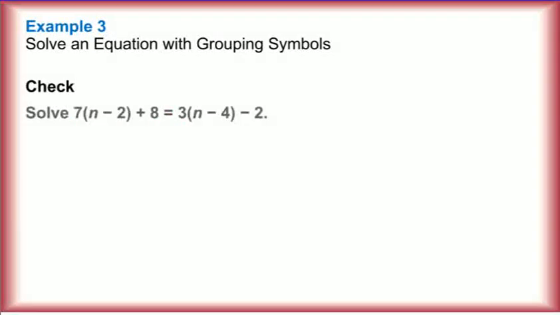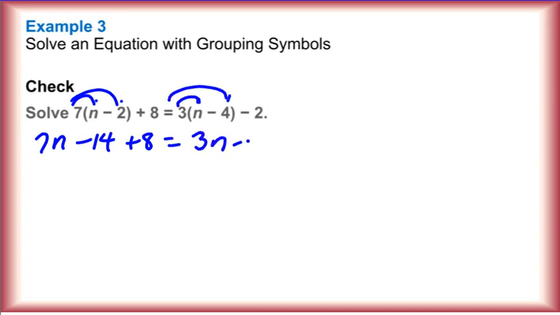Question, the second example, or example 3. Again, I have parentheses, so I'm going to distribute. So I have 7n minus 14 plus 8 equaling, distribute 3 here, and I get 3n minus 12 minus 2. Now you'll notice that I didn't distribute to the third number. And you might wonder why, and it's because it's not in the parentheses. I'm only multiplying 7 times n minus 2, and then the 3 by the n minus 4.